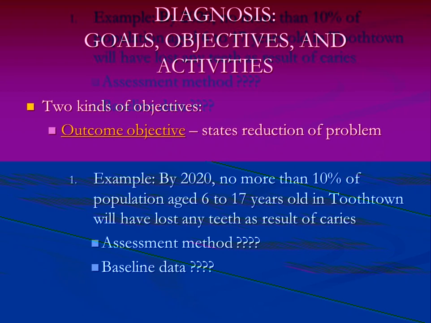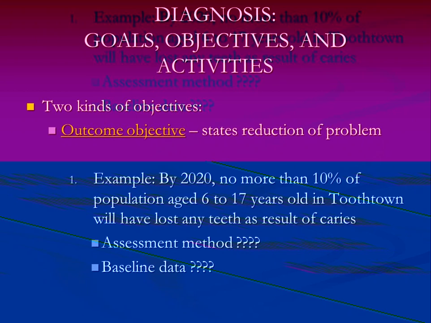The who is the 6 to 17-year-olds. Where is Toothtown. The when is by 2020. And I believe that the what and the extent is a little bit harder to identify in these types of objectives. So what are we really focusing on here? What is the condition to be obtained? That's the quote-unquote what. Tooth loss is what we're really focusing on here. And the extent, that is the situation to be obtained. We want no more than 10%.